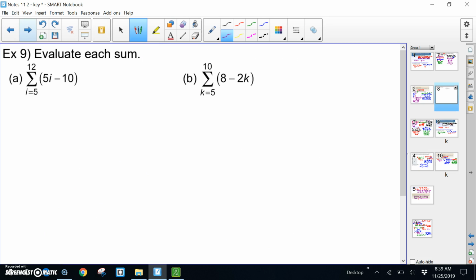Number 9, evaluate each sum. Okay, there's that sigma. That sigma notation, remember, means sum. But you've got the sum from i equals 5 to 12 of 5i minus 10.